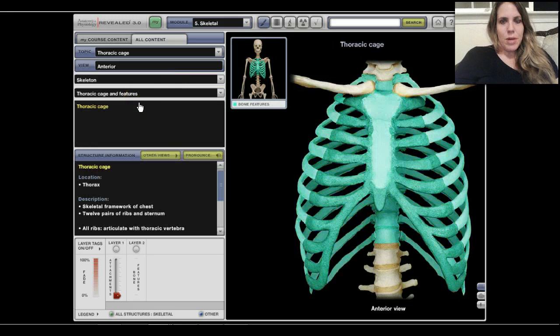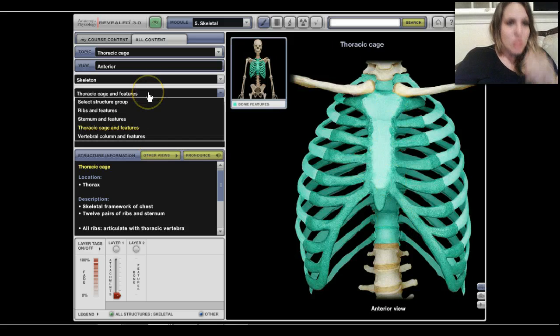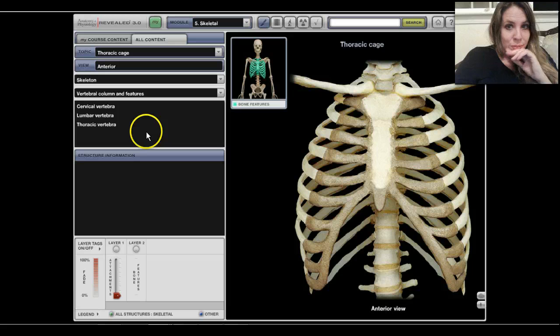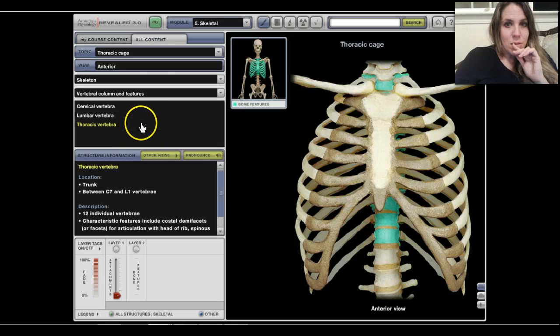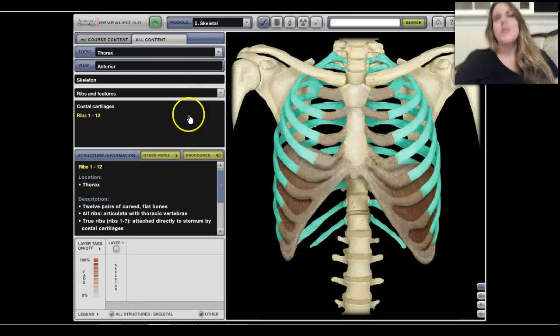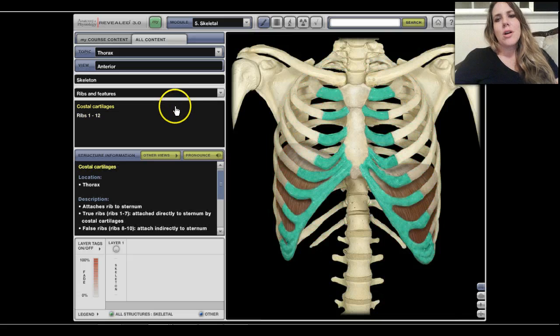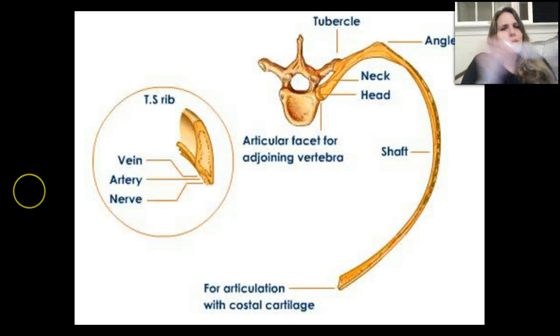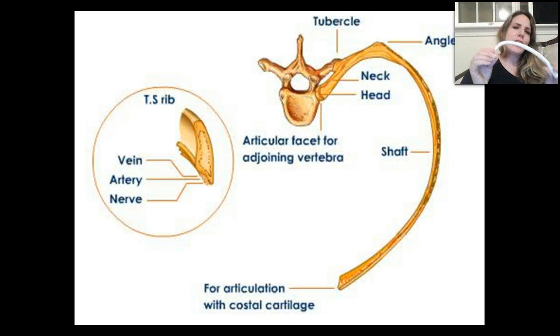So here's your whole thoracic cage. So notice it's the ribs, the costal cartilage, the sternum, and the thoracic vertebrae that it attaches to. All of that is your thoracic cage. It's your thoracic vertebrae right there, so you can see how they all attach. Here's just another view showing you your 12 ribs and your costal cartilages that 10 of them are attached to.